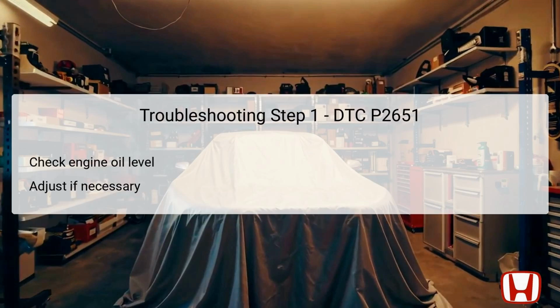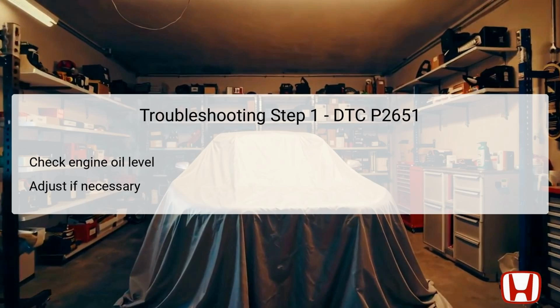The first step in troubleshooting DTC P2651 involves checking the engine oil level. A proper oil level is critical because insufficient oil can lead to inadequate pressure being registered by the rocker arm oil pressure switch. You'll want to ensure that the oil is filled to the manufacturer's specified level. If the level is low, replenishing it to the correct specification is necessary before proceeding. This marks a crucial preventive action against potential engine wear caused by low oil conditions.